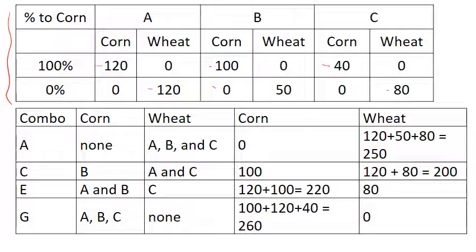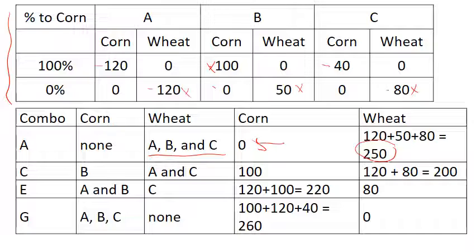Now let's look at what happens if we use A, B, and C to grow wheat. We'll get 120 from A, we'll get 50 from B, and we'll get 80 from C. That gives us a total of 250 wheat. But if we use all our resources to grow wheat, we get no corn. Now what happens if we use B to grow corn? Well, in that case, we're going to get the 100 bushels of corn from B, and we'll get the wheat from A and C, 120 and 80. We'll get a total of 200 bushels of wheat.